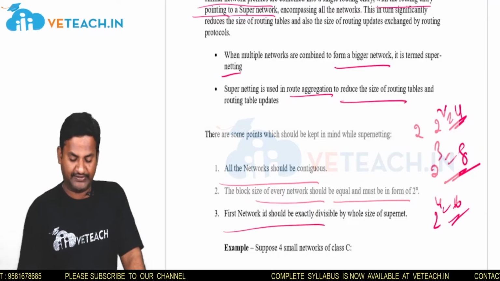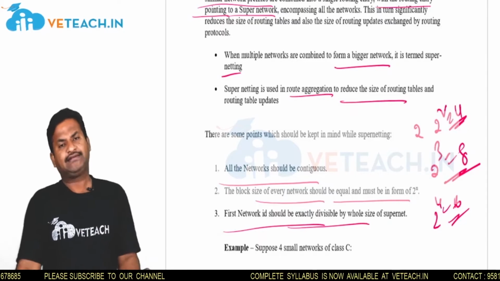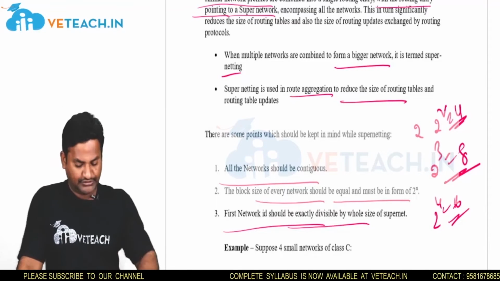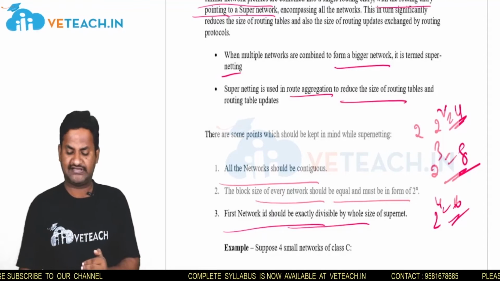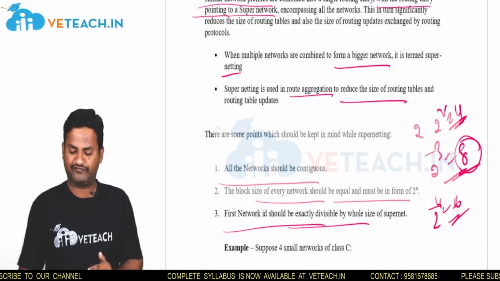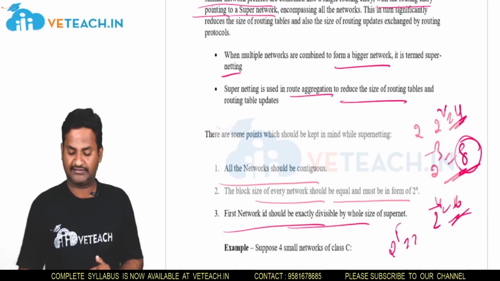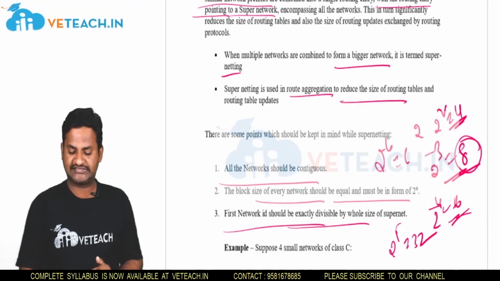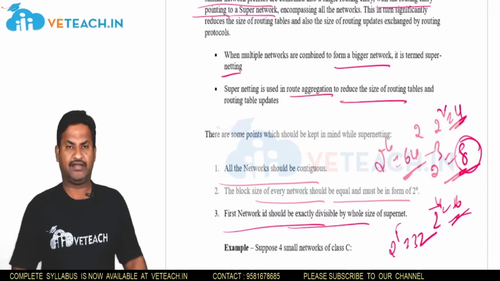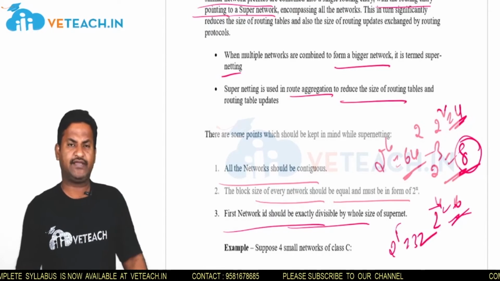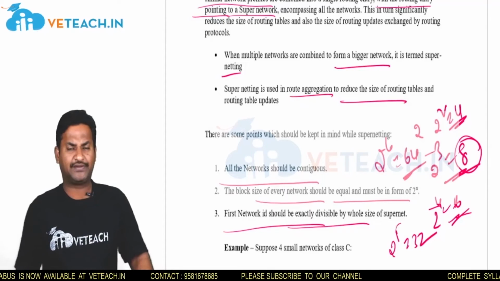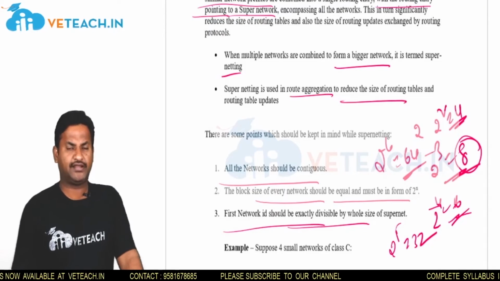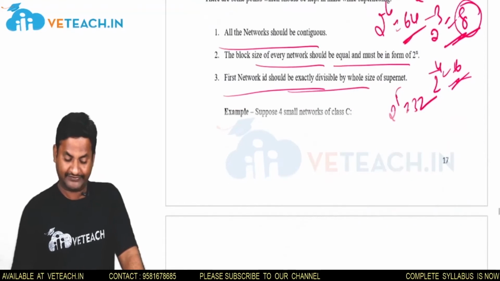The first network ID should be exactly divisible by the entire size. The first network ID should be exactly divisible by the number of nodes that are connected. For example, 3, 8 nodes. For example, 4, 16. For example, 5, 32. For example, 6, 64 nodes are available. So in this way, multiple networks are combined to define the shortest path for the successful transmission of data in supernetting.